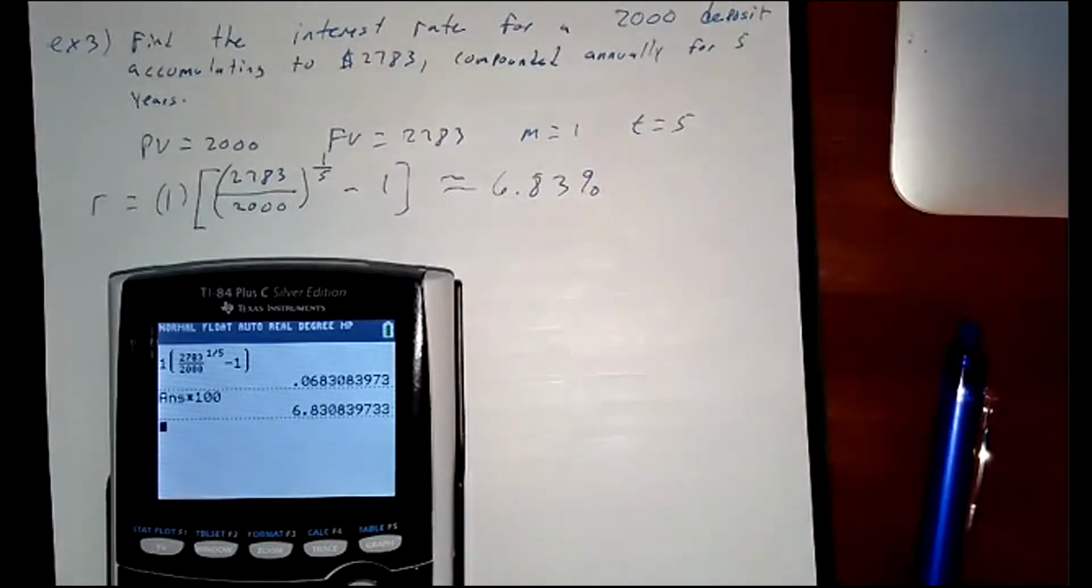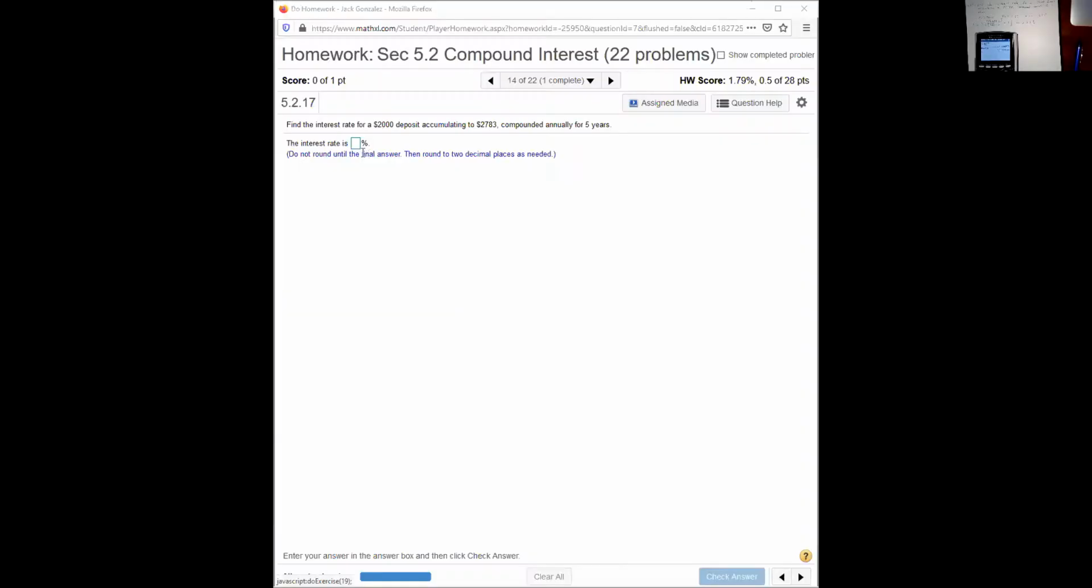Round to 2 decimals is what it says. Let's pray a little bit and hope this works. 6.83. Yes, cool. So if you ask for a rate for a compounding question, I recommend you use that formula. It'll be easier than any other way, other than maybe the solver in your calculator.